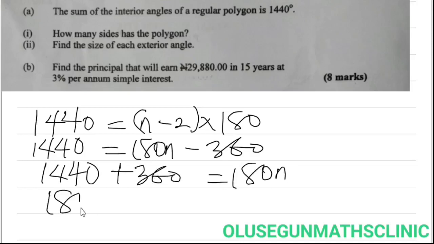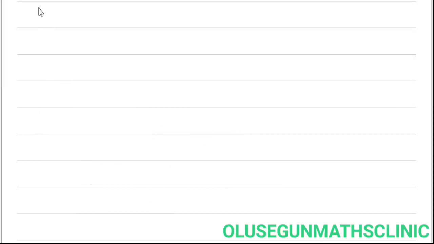So by the time you add this together, we have 1,800. For getting the value of n, you divide both sides by 180. You have 180n over 180 is equal to 1,800 over 180.